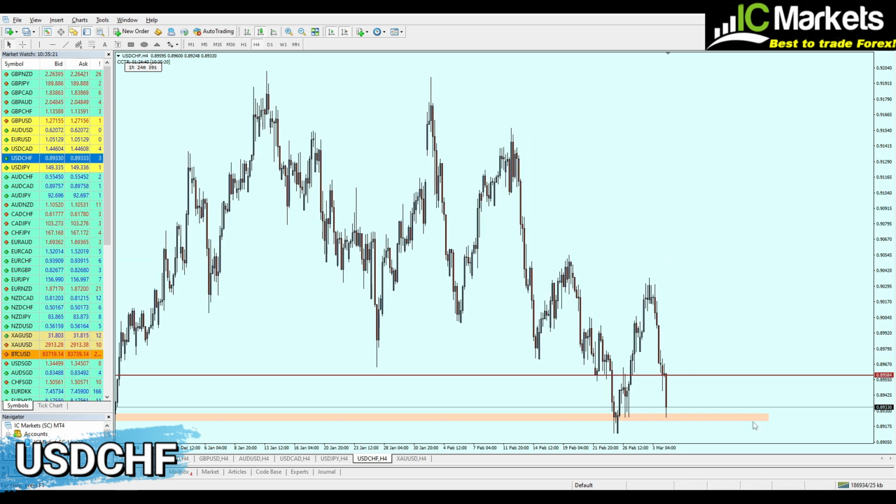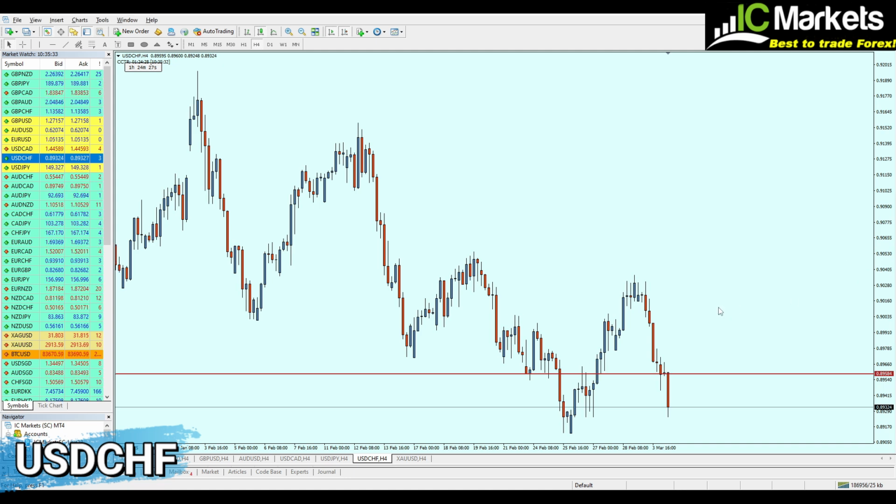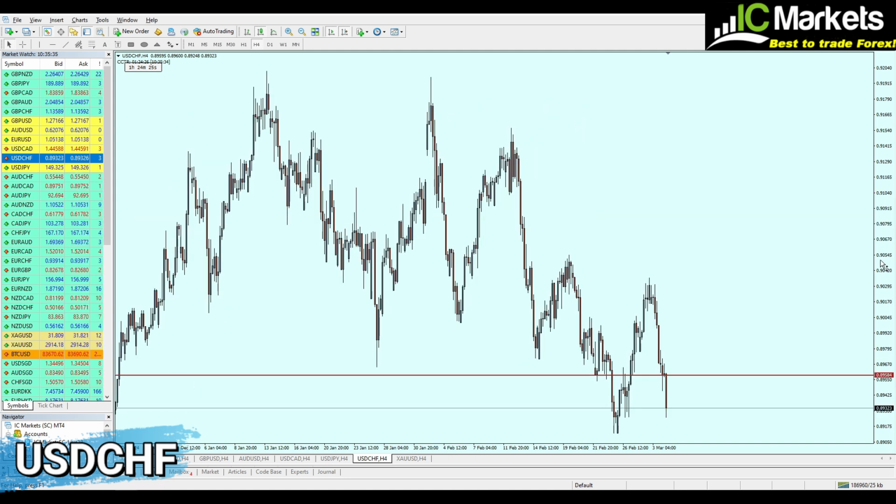Pay attention. Even right here, check this out. Here also we can see that it was a resistance. So the market is still respecting this area as a resistance. 0.895 is a very strong level as a key resistance as well. Now let me just show you something here.